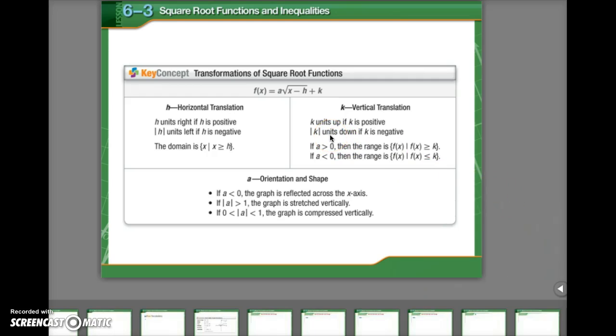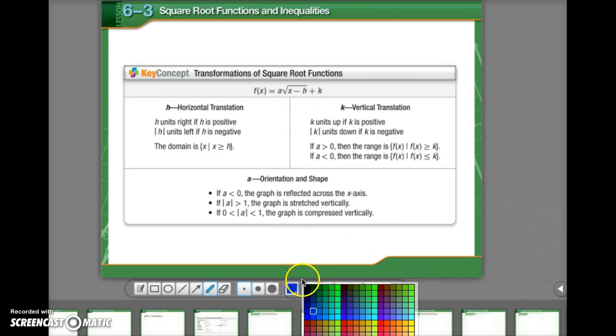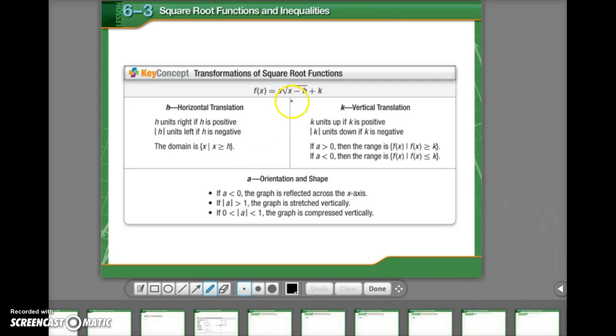Okay, we've learned how to do transformations of parabolas back in Unit 1, Lesson 7. So now we're going to talk about transformations on square root functions. And notice this formula right here is really, really similar to the formula for vertex form of a parabola.